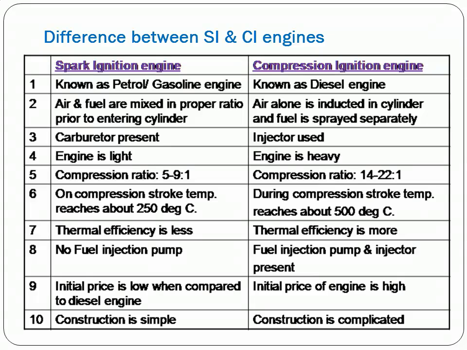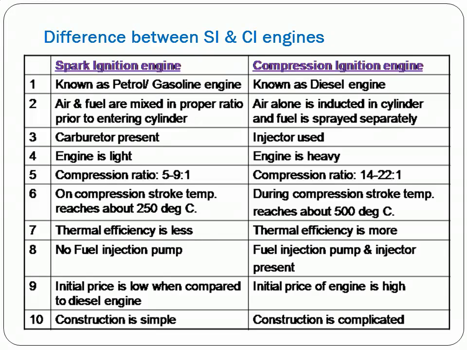The second difference between these two is, in spark ignition engine, air and fuel are mixed in proper ratio prior to entering the cylinder, whereas in compression ignition engine, air alone is inducted in cylinder and fuel is sprayed separately.